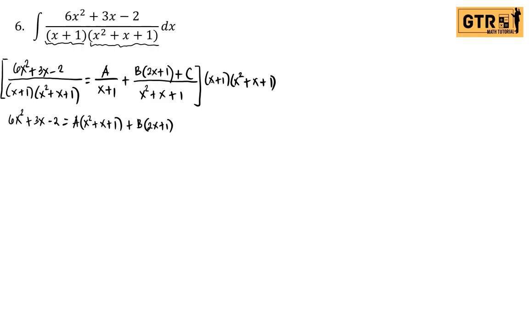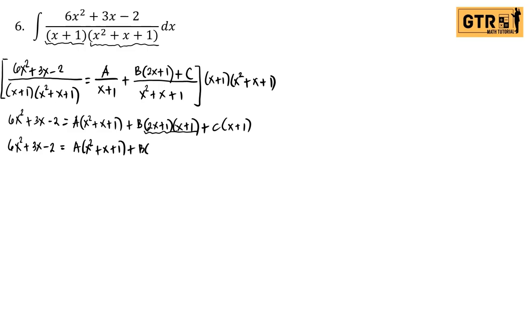And then we can cancel the x squared plus x plus 1 in the denominator. So we have to multiply it by x plus 1. And then plus, again, distribute this to C. So cancel the denominator and this. So we have C times x plus 1. Okay, next, equate the coefficients. But first, let us simplify this. So just copy the rest. So we have 6x squared plus 3x minus 2 equals A times x squared plus x plus 1 plus B.